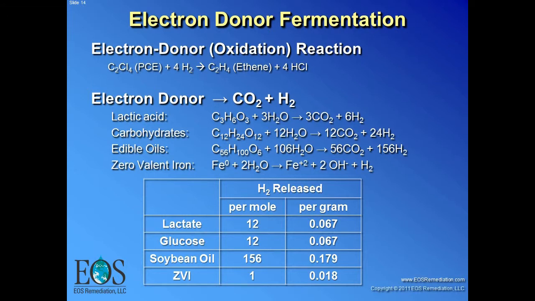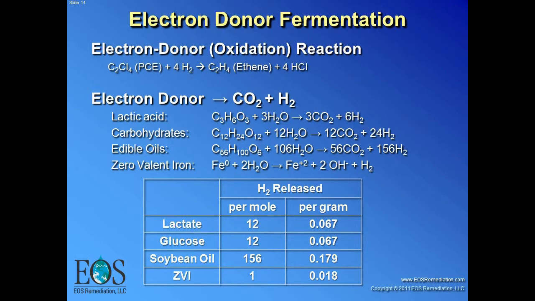Okay, how do you look at these different substrates? Well, what we're trying to do in that early slide is add hydrogen to PCE to make ethene. So where does that hydrogen come from? If you add lactic acid to the subsurface, it will ferment, releasing carbon dioxide and hydrogen. If you add carbohydrates like sugars, they ferment to carbon dioxide and hydrogen. Vegetable oil, same thing. Zero-valent iron, not exactly the same thing, but again, it's releasing hydrogen. So in a way, you can actually compare all these.